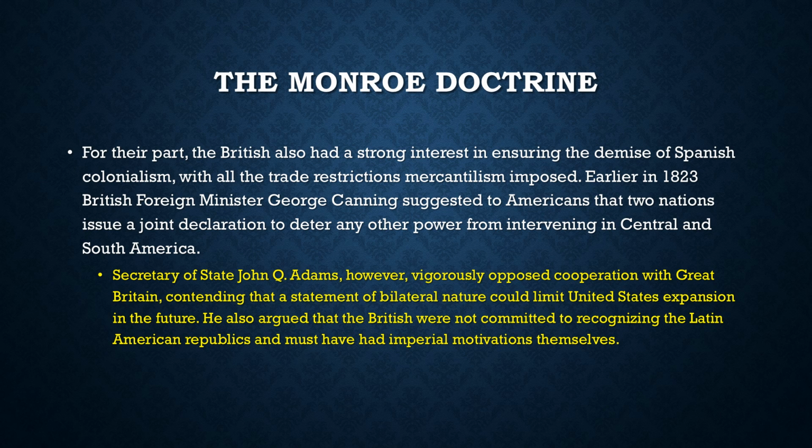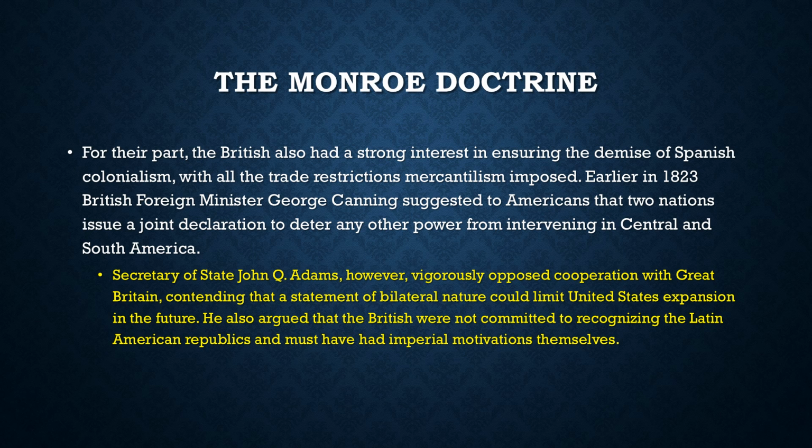It says that for their part, the British also had a strong interest in ensuring the demise of Spanish colonialism, with all the trade restrictions mercantilism imposed. Earlier in 1823, British Foreign Minister George Canning actually suggested to Americans that the two nations work bilaterally. In other words, that the British and the United States should create an alliance with one another, and the British could use their navy to support America's doctrine, right? That if in fact a European power tried to fight against the doctrine, you would then have the British there to be able to support the doctrine. But the United States didn't want to work bilaterally.